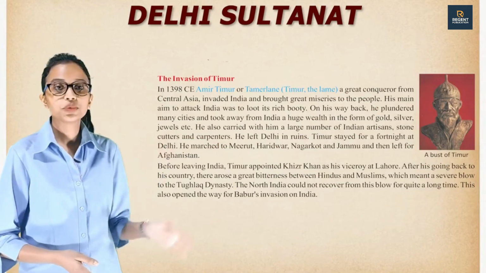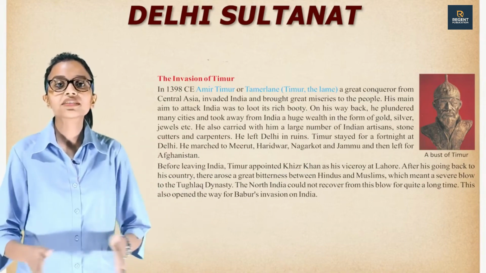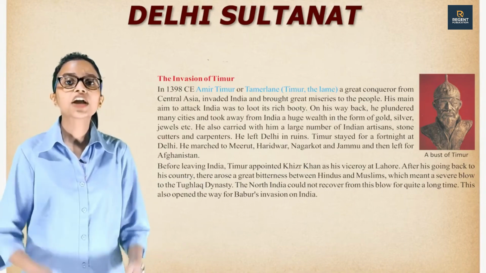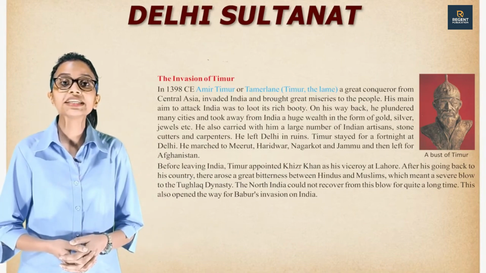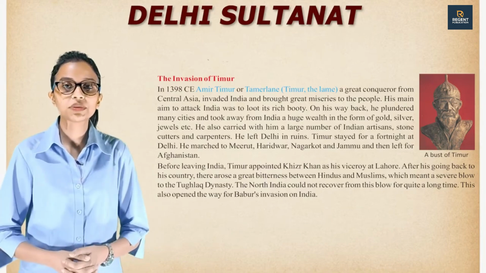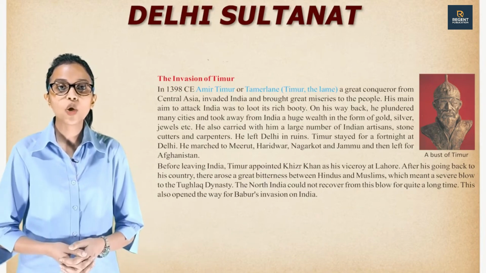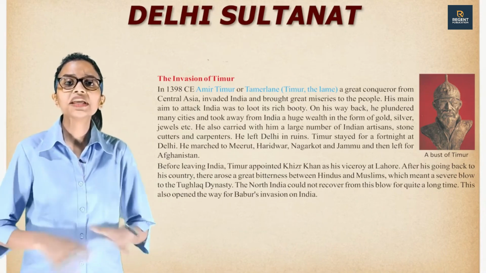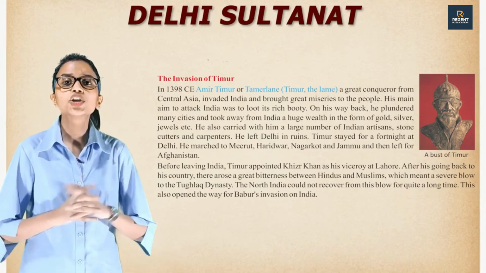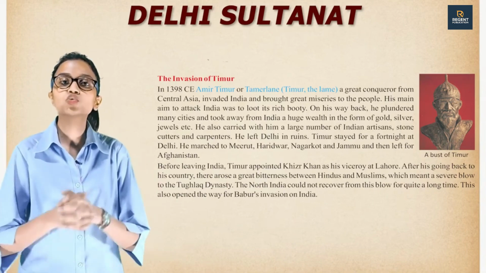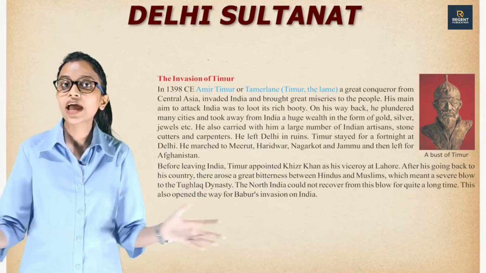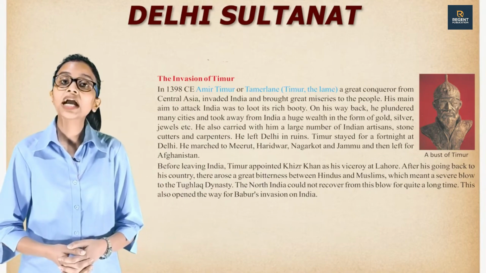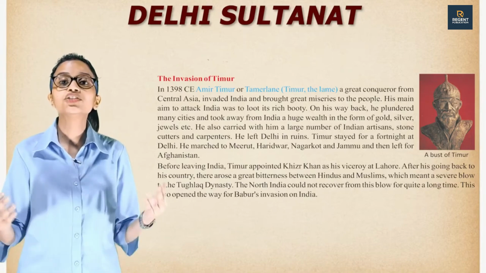The invasion of Taimur. In 1398 CE, Amir Taimur or Tamerlane, Taimur the Lame, a great conqueror from Central Asia, invaded India and brought great miseries to the people. His main aim to attack India was to loot its rich booty. On his way back, he plundered many cities and took away from India huge wealth in the form of gold, silver, jewels, etc. He also carried with him a large number of Indian artisans, stone cutters and carpenters. He left Delhi in ruins.